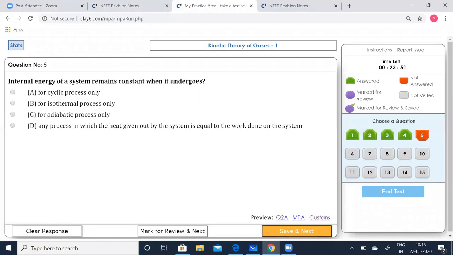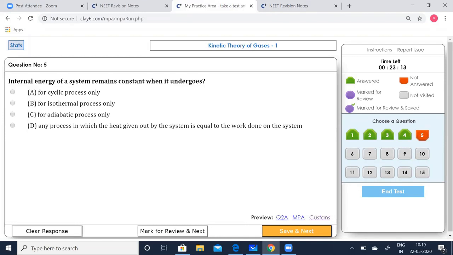Internal energy of a system remains constant when it undergoes: for cyclic process only, for isothermal process only, for adiabatic process only, or any process in which the heat given out by the system is equal to the work done on the system. Now you know internal energy depends only on the final and initial state of the system. It is 0 for the cyclic and isothermal process, because it depends only on the initial and the final. Cyclic means it is a closed thing, so it is going to be 0.